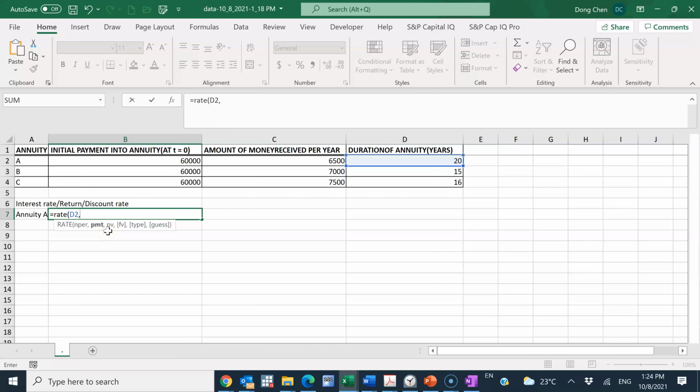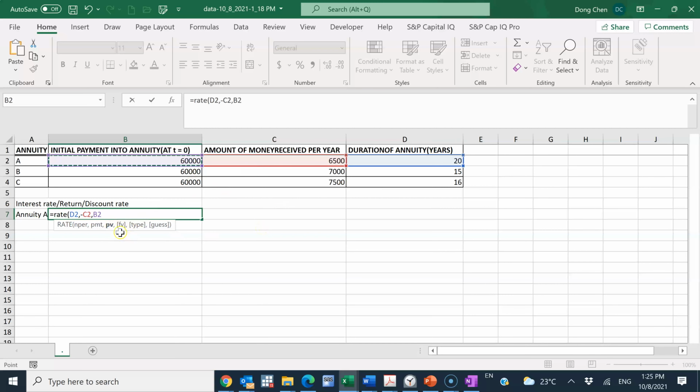So now I want to use a negative payment. So I just add a negative sign in front of this payment amount here, and then for the third argument, PV, I can just use directly the present value.